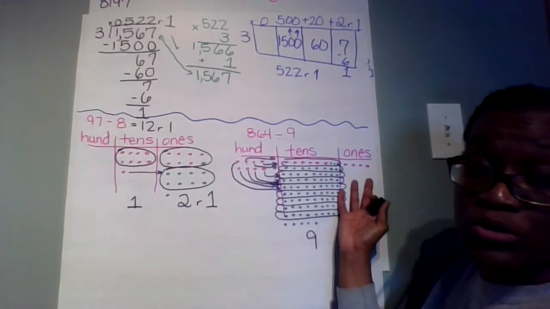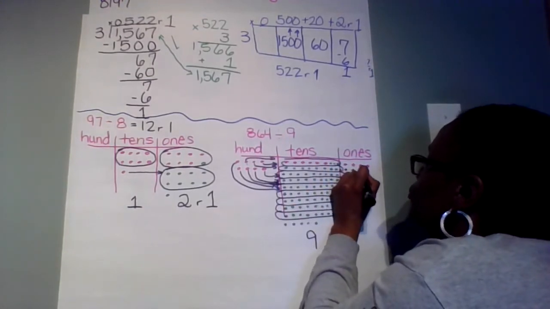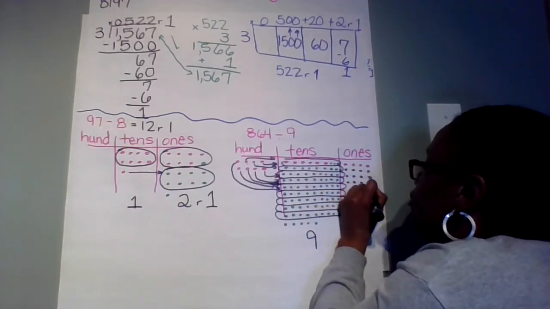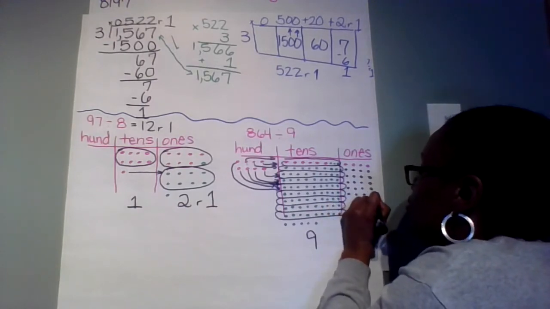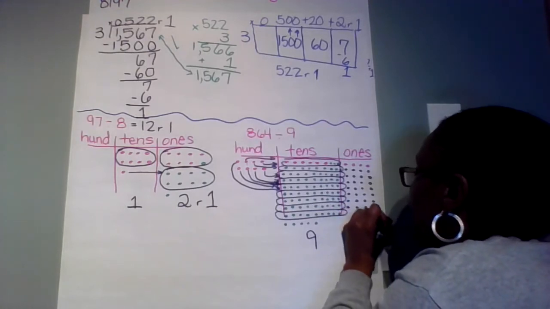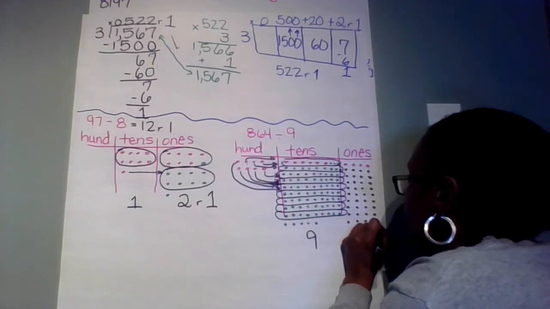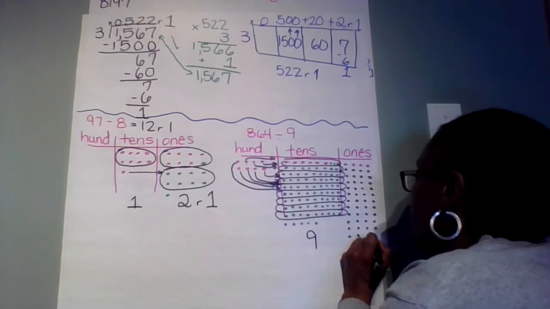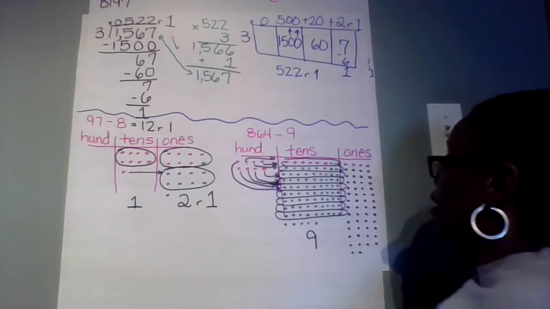I don't have a lot of room, so I'm just going to do it in groups of 4. So I have 1, 2, 3, 4, 5, 6, 7, 8, 9, 10, 11, 12, 13, 14, 15, 16, 17, 18, 19, 20, 24, 28, 32, 36, 40, 44, 48, and there I have 50.